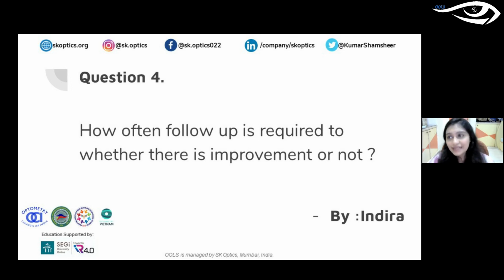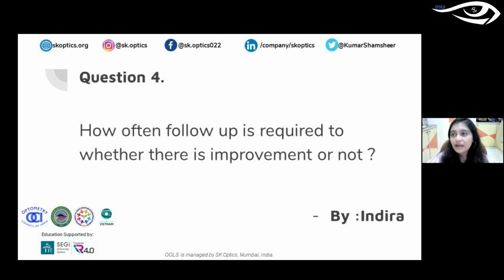Once their 20 sessions, or however many sessions you assign, are over, they need to come back to the clinic, and then you can check their visual acuity. The practitioner can then decide whether there is more scope. Let's say that in 20 sessions the patient has improved to 6/12, and you feel there is scope for 2 more lines of improvement, then you can go ahead and give them 10 more sessions.